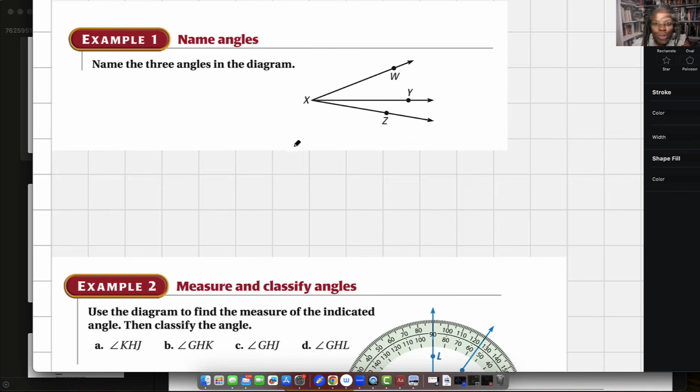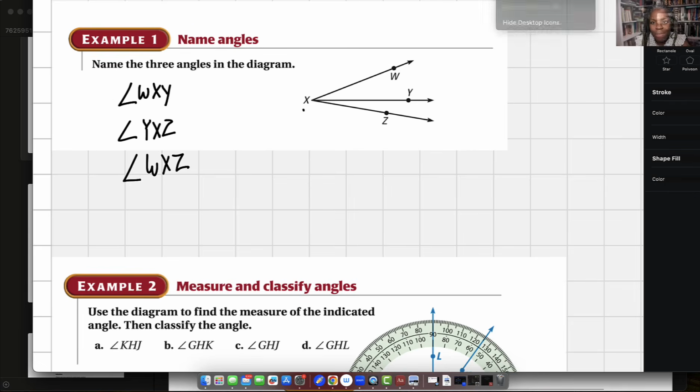In this example, we're supposed to name 3 angles in the diagram. So there are 3 angles. We've got this one, this little one, and then the whole one. Remember, when we name angles, we're always going to name the vertex of the angle in the center of the 3 letters that we're going to use. So the 3 names we have here would be angle WXY. We also have angle YXZ. And then the larger angle, angle WXZ. So those are the three angles we have.